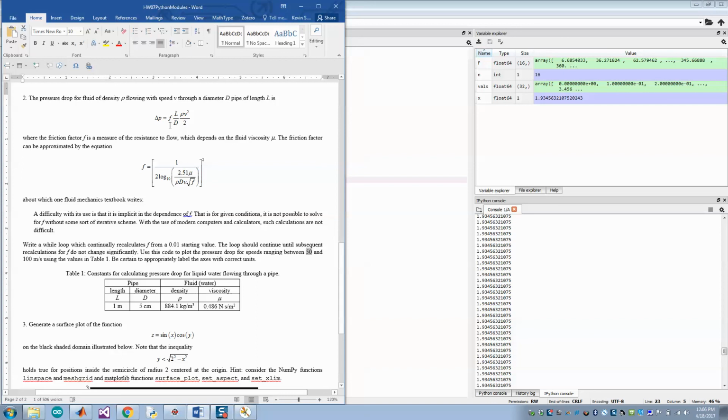You take that value of f and plug it in here with the other things, including that 50 meters per second for v, to calculate a pressure drop. That's how much the pressure drops flowing through the pipe.